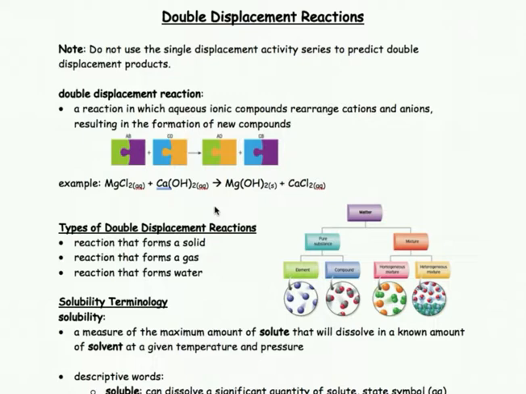Just to start off, I wanted to let you know that there are different types of double displacement reactions. There will be ones where, when the reaction takes place, you will form a solid, like the one above here. If you look here, it's aqueous. Aqueous means that say you've taken the powder magnesium chloride, you dumped it into water, mixed it, and you made a solution.